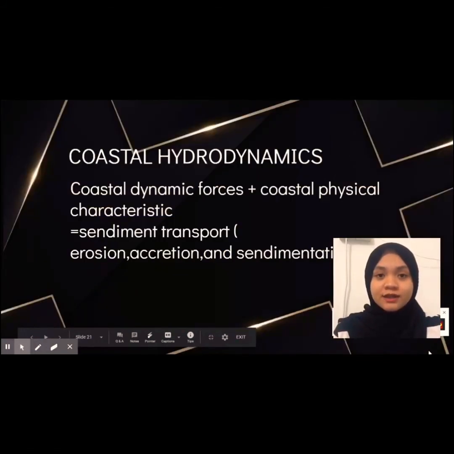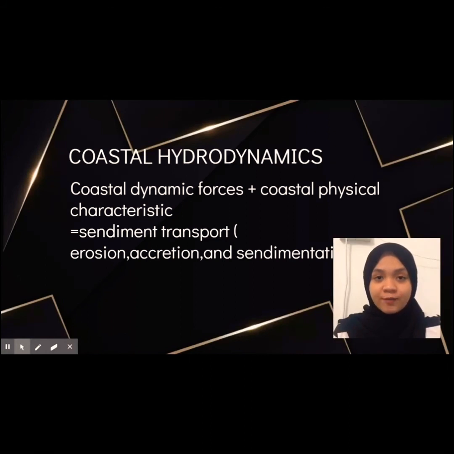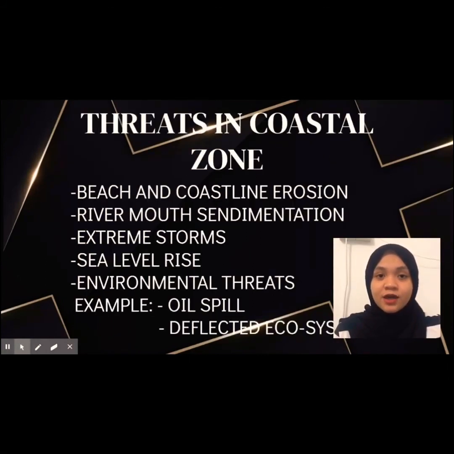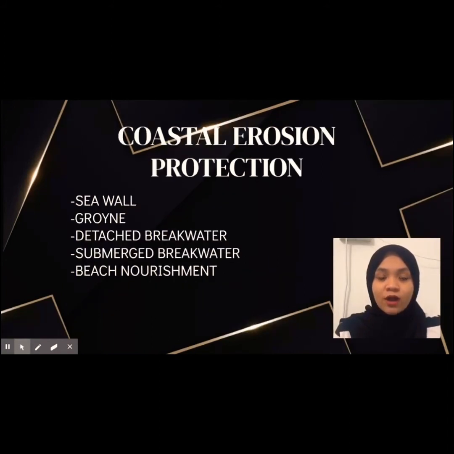Coastal hydrodynamics is coastal dynamic forces plus coastal physical characteristics equal to sediment transport, which is erosion, accretion, and sedimentation. The threats in the coastal zone are beach and coastal erosion, river mouth sedimentation, extreme storms, sea level rise, and environmental threats, for example, oil spill and depleted ecosystem. Lastly, examples of coastal erosion protection are seawall, groin, detached breakwater, submerged breakwater, and nourishment.